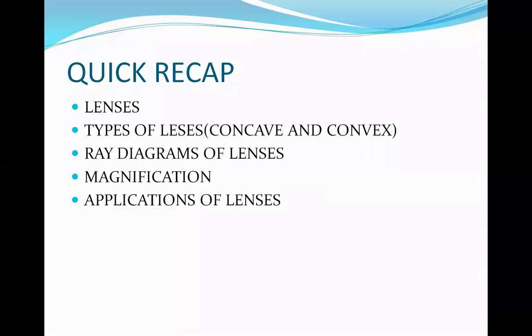So let's take a quick recap. At the start of this lesson, we studied lenses, which are transparent material in which refraction of light occurs, and they are used in many fields of our life. The two basic types of lenses are convex and concave lenses. Then we discussed the ray diagrams formed by lenses. After that, we discussed magnification, which is the ratio of image height to object height. Lastly, we discussed applications of lenses: the magnifying glass, the camera, the projector, as well as the defects of vision.